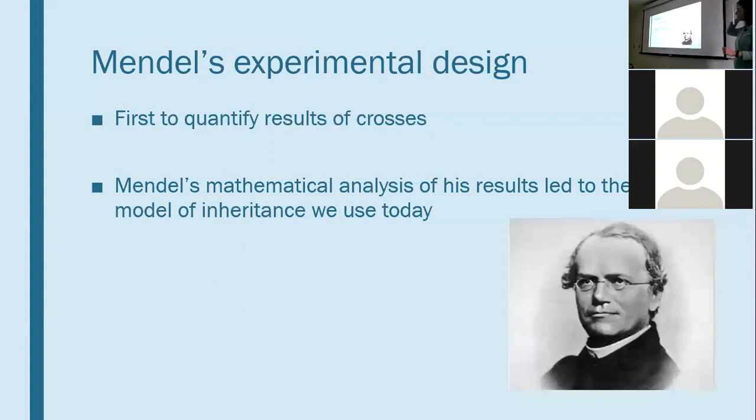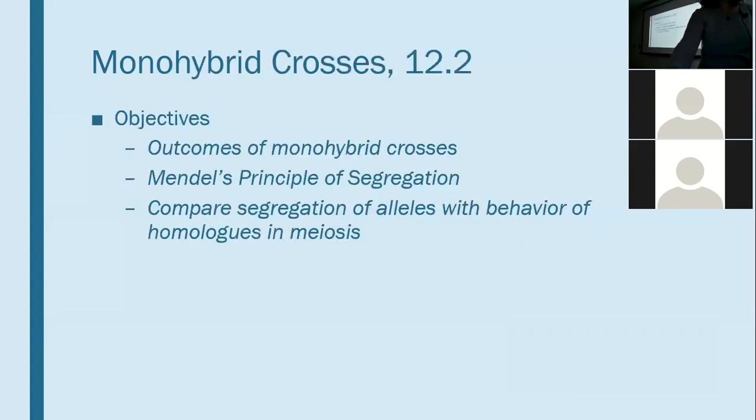All right. So again, he was the first to quantify these results. And the mathematical analyses that he did on these pea plant experiments led to the models of inheritance that we still use today, right? So these models of the way that we now know genes and alleles of genes behave still work. You can still apply Mendel's inheritance models to these kinds of inheritance studies that people do now. It's kind of cool.